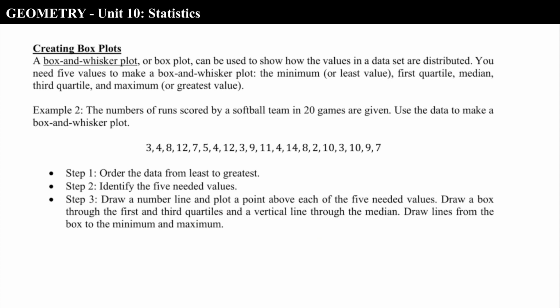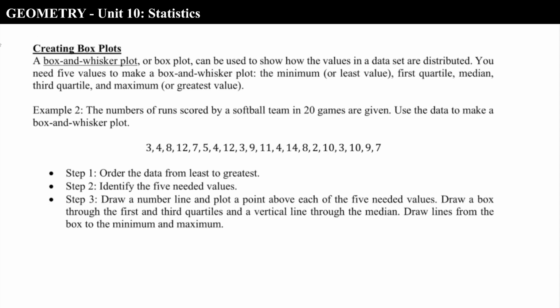So all of those ideas that we just talked about with the quartiles, we can create a visual that helps us determine what this is going to look like, and that is called a box and whisker plot. A box and whisker plot, or box plot for short, can be used to show how the values in a data set are distributed. You need the 5 values to make a box and whisker plot: the minimum or the least value, the first quartile, the median, the third quartile, and the maximum or greatest value.